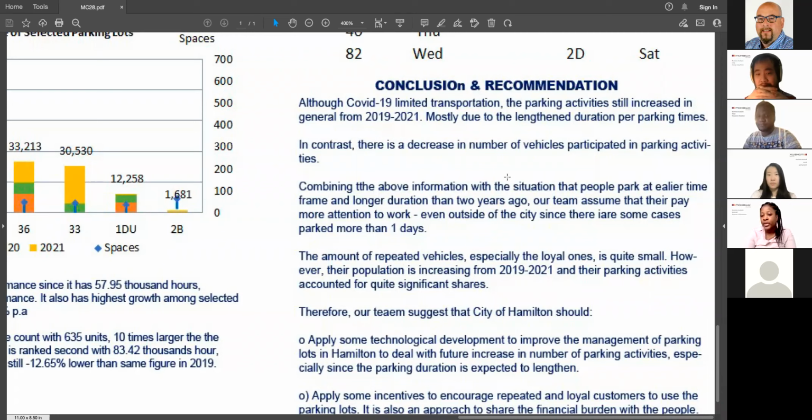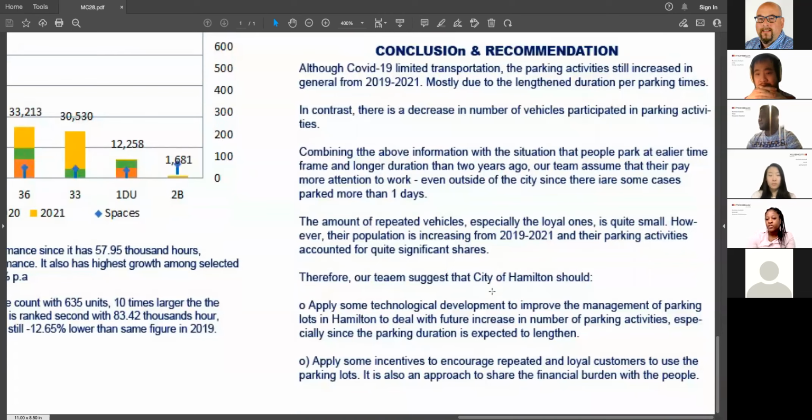Therefore, our recommendation to the city of Hamilton is that they should apply some technological development to improve the management of parking lots in Hamilton to deal with future increases in the number of parking activities, especially since the parking duration is expected to lengthen, and to apply some incentives to encourage repeated and loyal customers to use the parking lots. It is also an approach to share the financial burden with the people of the city. This concludes our presentation. Thank you very much.